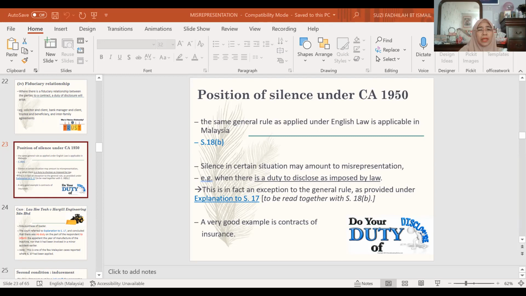So meaning that in that particular situation, we cannot apply the rule that silence doesn't mean misrepresentation. In this situation, silence might amount to misrepresentation. I mean, here there's a duty for the person to speak, or maybe silence is equivalent to speech. This is an example here, for example, illustration B. Here is between father and daughter, so this is fiduciary in nature.